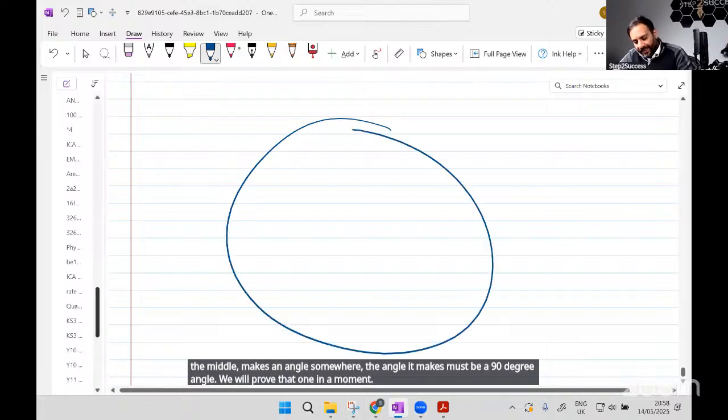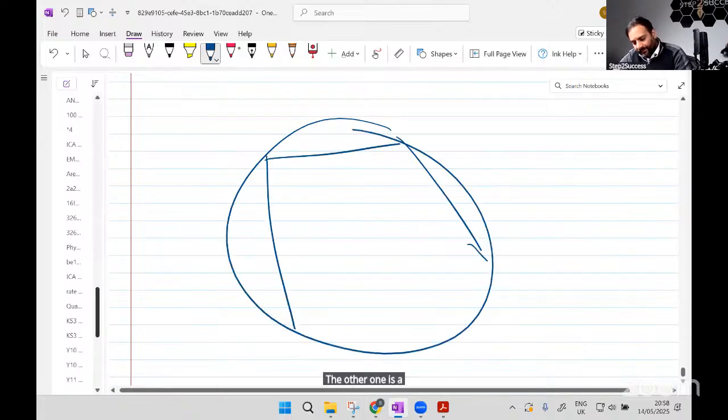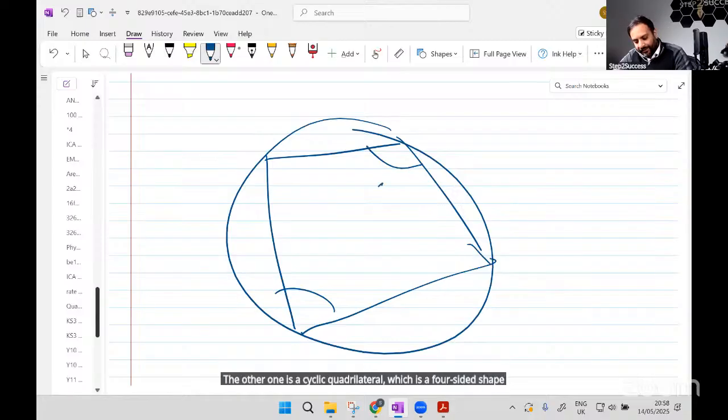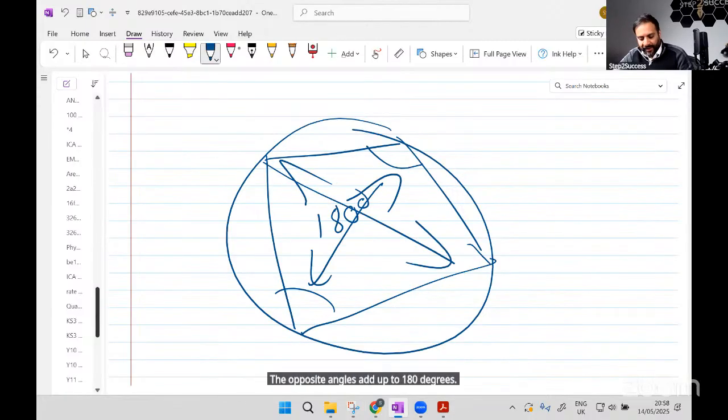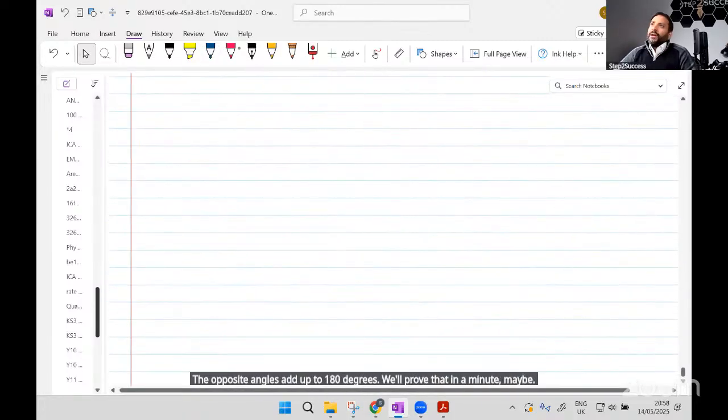The other one is a cyclic quadrilateral, which is a four-sided shape inside a circle. The opposite angles add up to 180 degrees. We'll prove that in a minute. Maybe. What else?